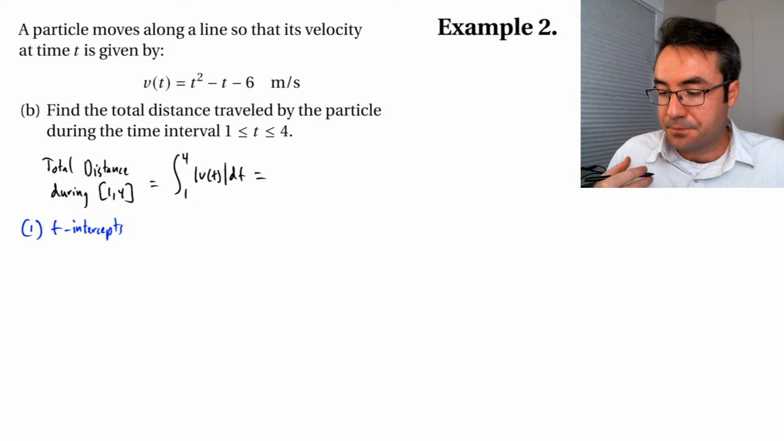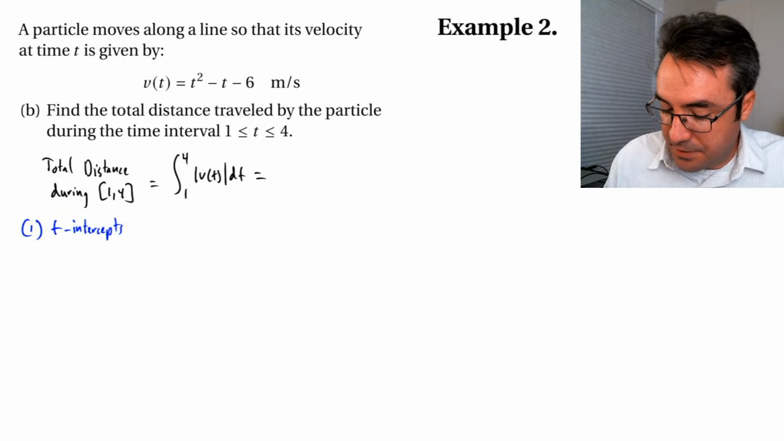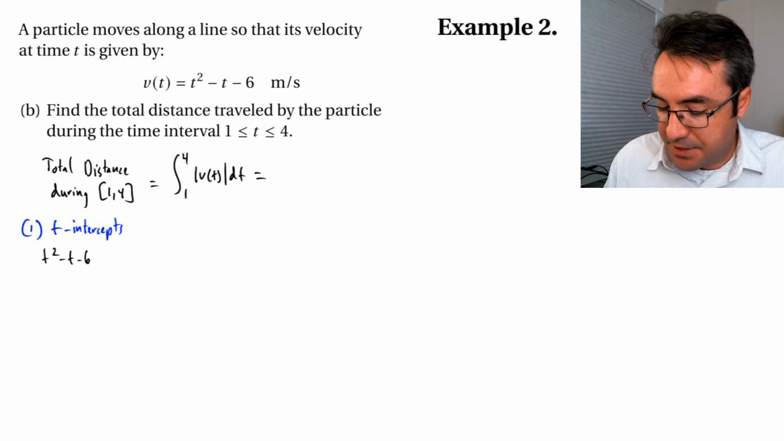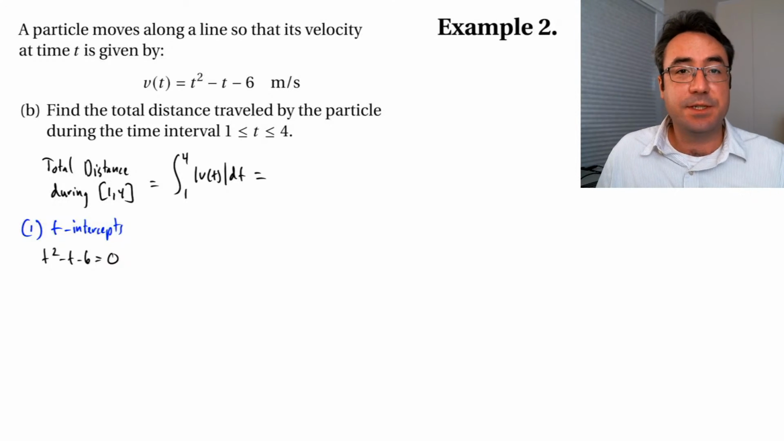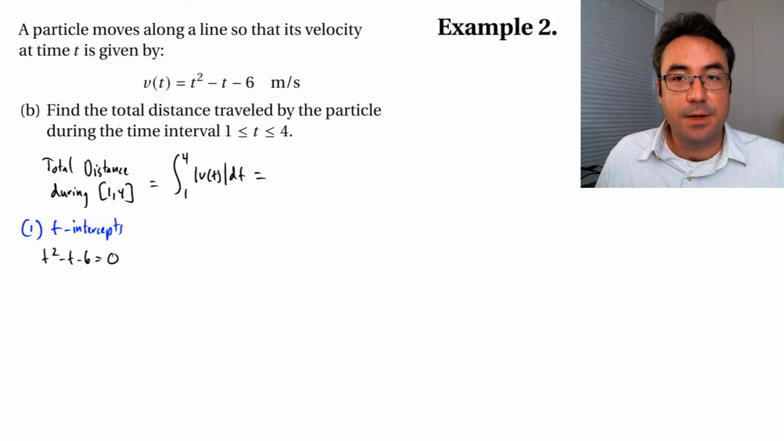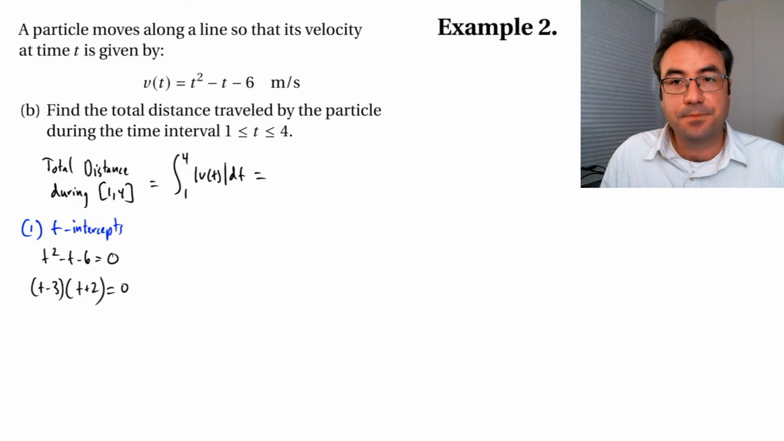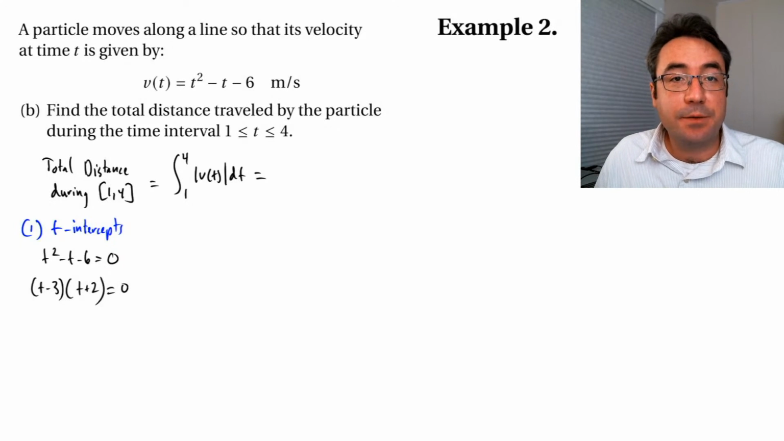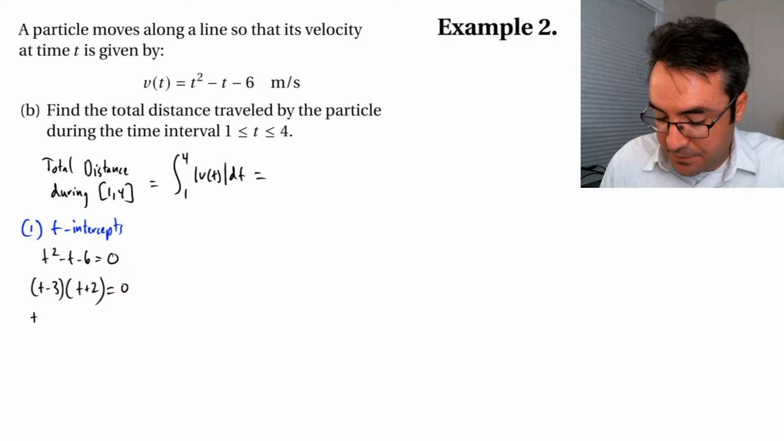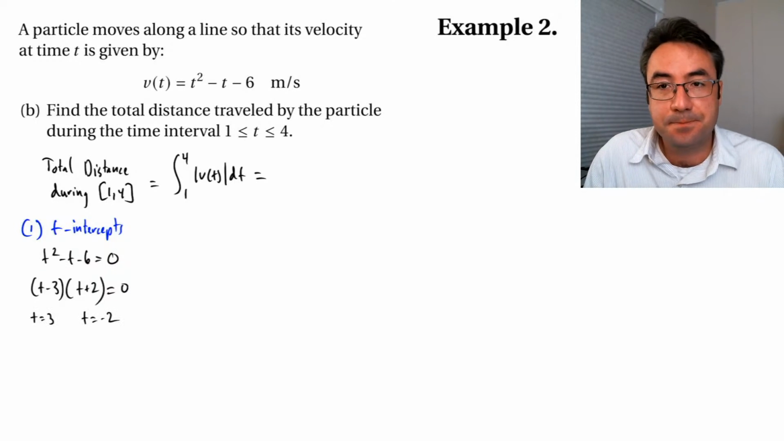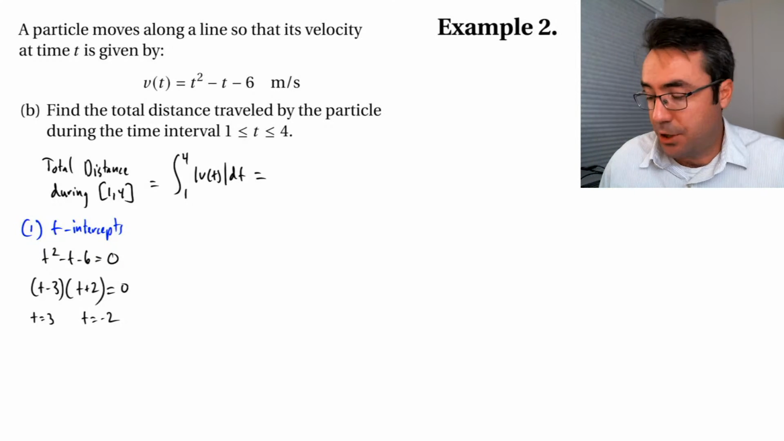So our velocity function is t squared minus t minus 6, and we set that equal to 0. Now here we can factor this nicely. It factors into t minus 3 times t plus 2. We figure out the t values then. So this one gives us t equal to 3. This one gives us t equal to negative 2. And then we go for our sign chart.